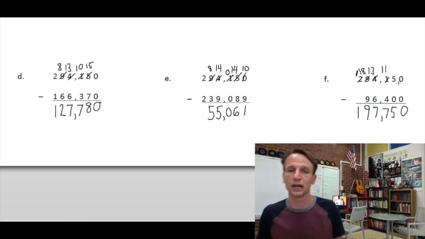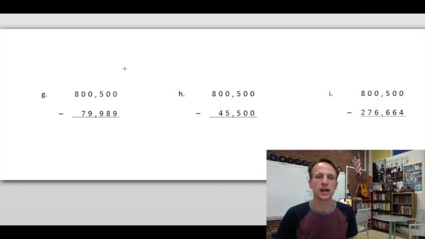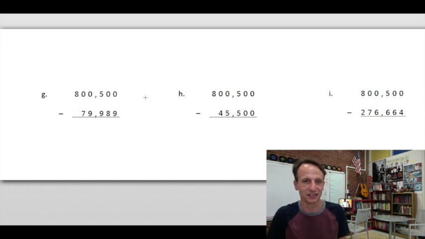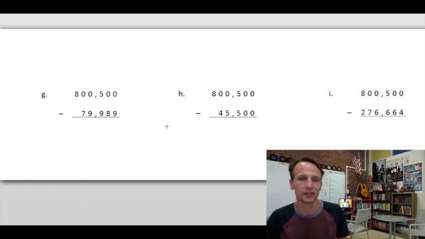Let's head out to, what do we have next? GHI. Let's go. And the old GHI trick, huh? All right, well, we're staring down the barrel of some zeros here. You see each of the subtrahends here is 800,500 on all 3 of these. So we know we're going to be busy.